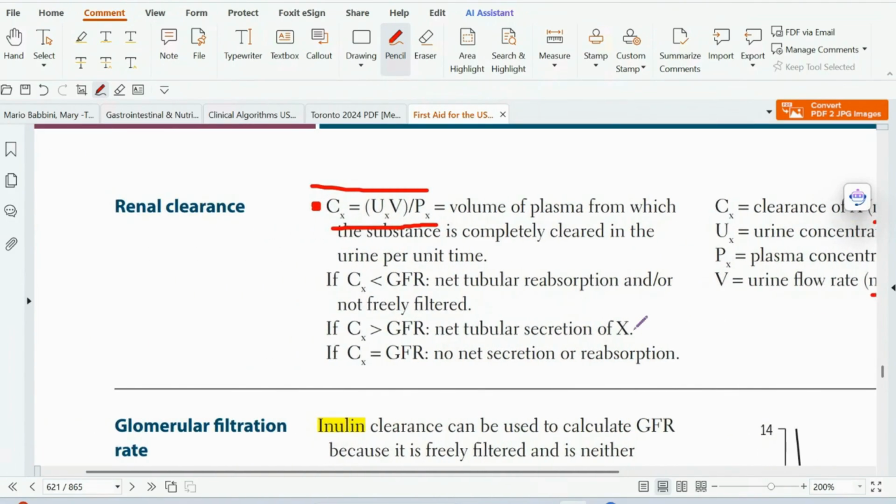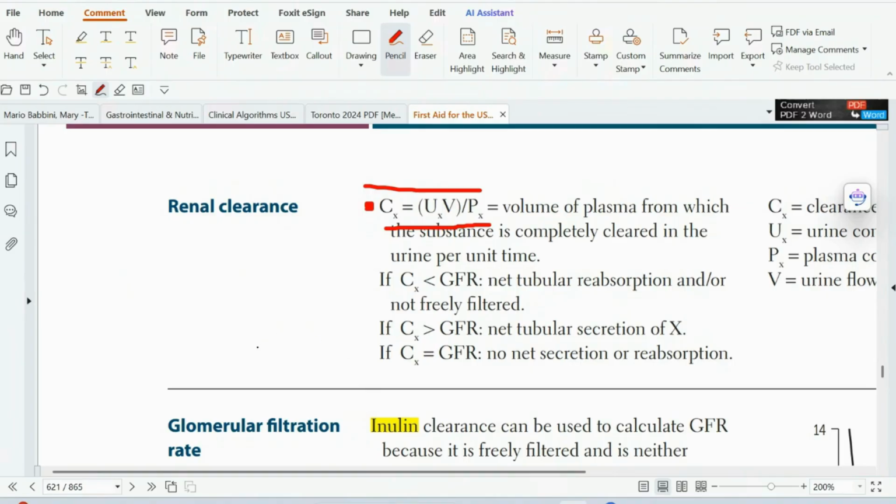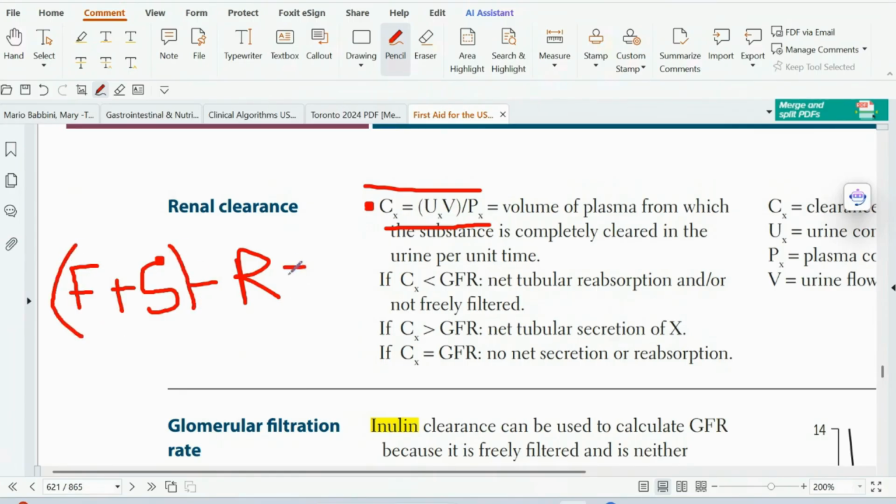All right. Now understand the next formula. Clearance, or any sort of filtration: clearance is equal to how much you're filtering, plus how much you're secreting, minus how much you're reabsorbing. I think: filtration, tubular secretion, and then reabsorption. This is what will make the urine, basically. Does this make sense to you?